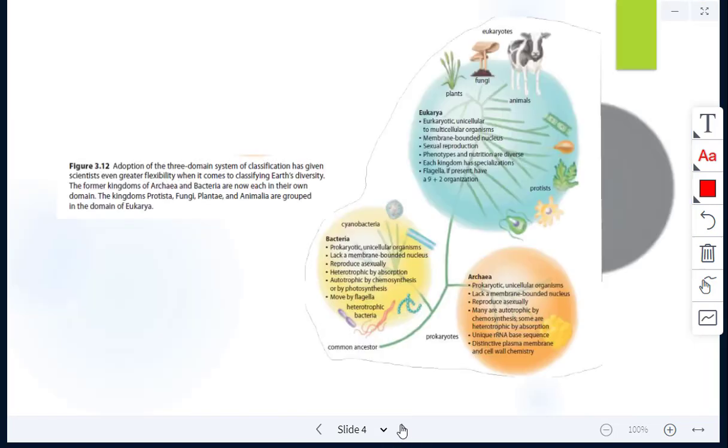All right, so here in this diagram, we can see the 3 domain system of classification: archaea, the bacteria, eukaryotes, and then the kingdoms. Like we talked about before, the kingdoms are protista, fungi, plantae, and animalia. They are grouped in the domain eukarya. So here we can see those different kingdoms.